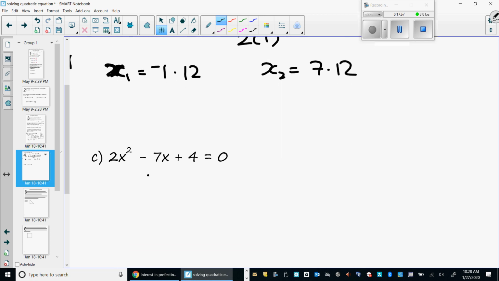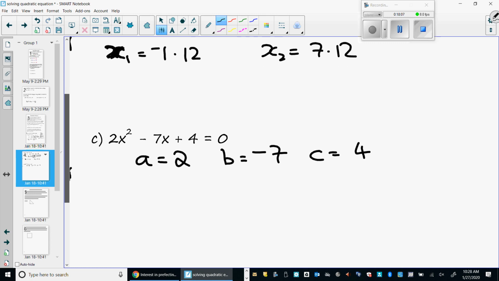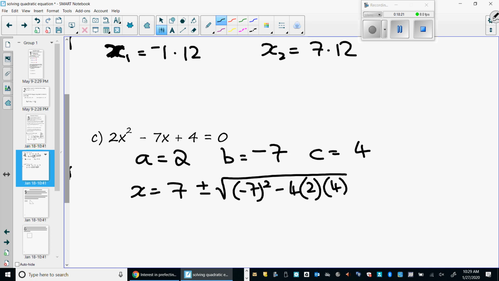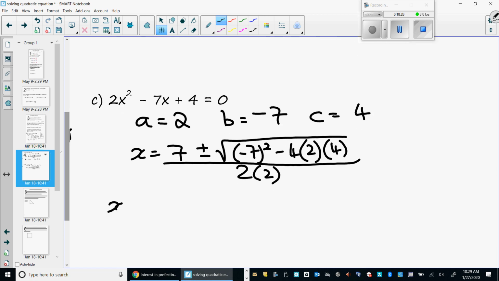So we've got our A equals, what does A equal this time? 2. B equals? Negative 7. C equals? 4. So we're going to write. Are we going to write plus 7 or minus 7? Just 7. Plus or minus the square root of brackets negative 7 squared minus 4 lots of 2 lots of 4 over 2 lots of 2. So x1 equals 0.71 and x2 equals 2.78.